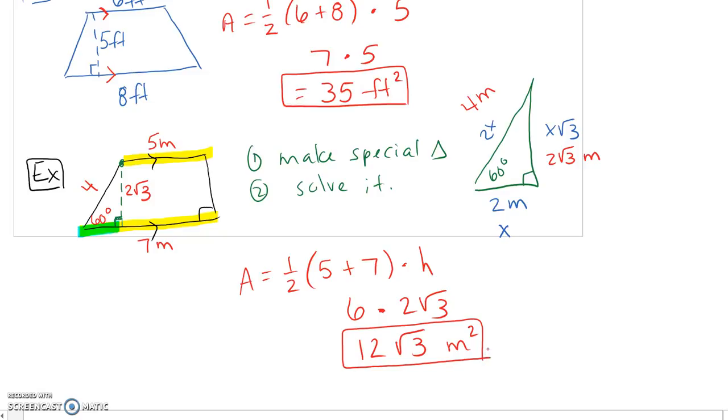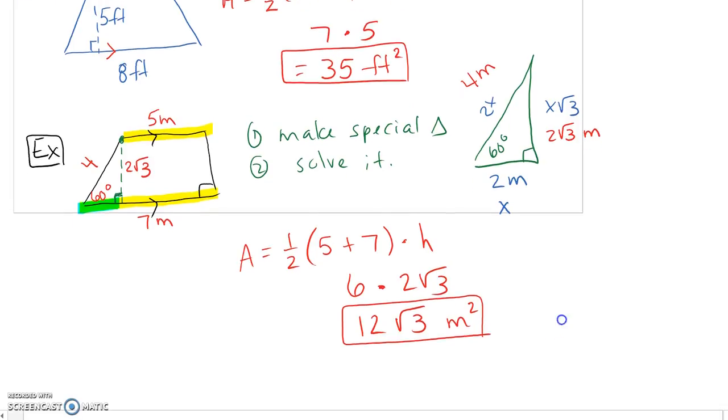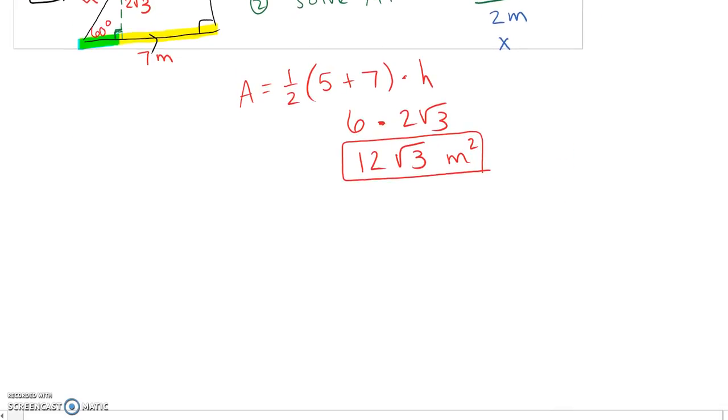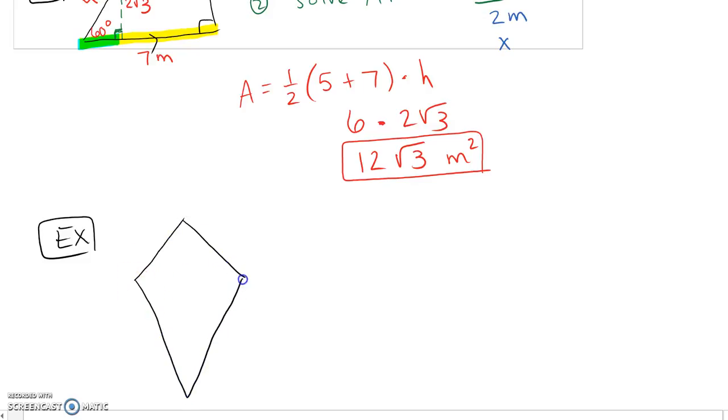Okay, so now on to the other formula. I'll give you one where they gave us all the information, and then one where they don't. So, kite and rhombus, they both have the same formula. So I just happen to have this one. The kite is the one where they give us all the information.